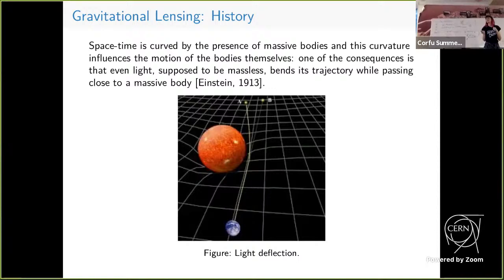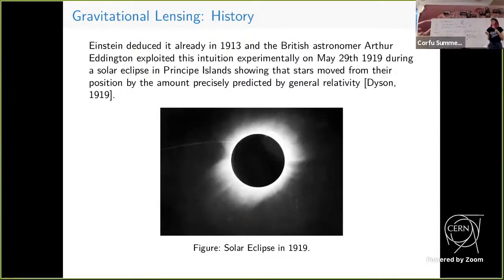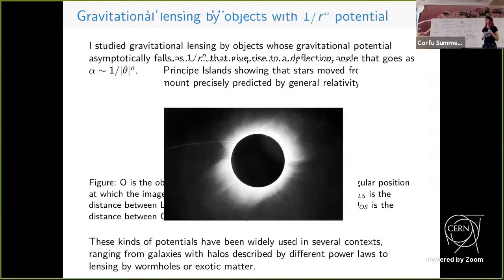This was already theorized by Einstein in 1913, and then was demonstrated by Eddington, a British astronomer, during the solar eclipse of 1919 on Principe Island. During this solar eclipse, he measured the position of the stars, and showed that they were moved by an amount precisely predicted by Einstein some years before.